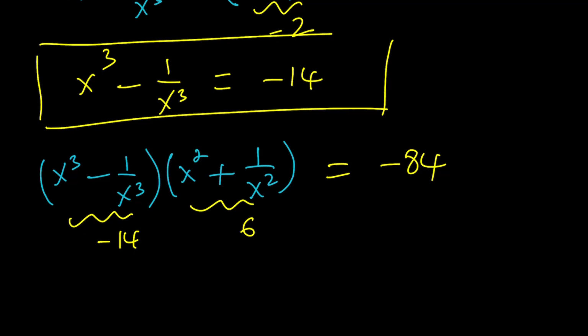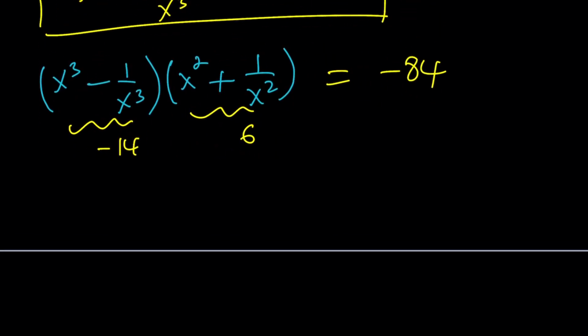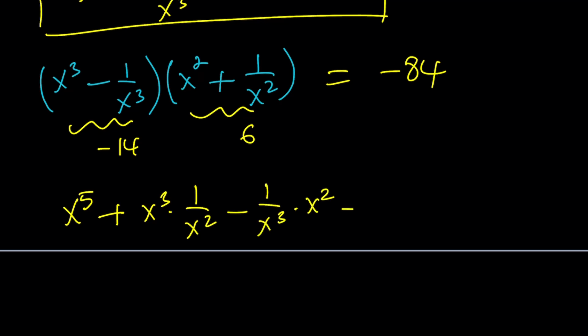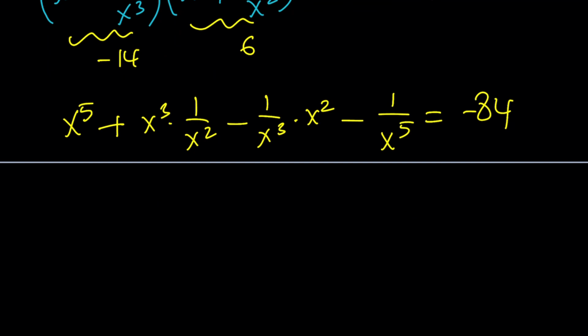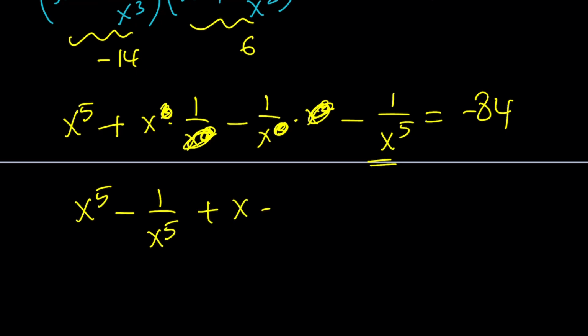But let's go ahead and see what happens inside the parentheses. Let's distribute. We get x to the fifth plus x cubed times 1 over x squared minus 1 over x cubed times x squared minus 1 over x cubed times 1 over x squared is just easy, 1 over x to the fifth power, and the whole thing is equal to negative 84. Great. Now take a look at this. X squared cancels out with this, and then x squared cancels out with this, leaving us with x to the fifth. I'm going to bring this over, minus 1 over x to the fifth, and then plus x minus 1 over x equals negative 84.